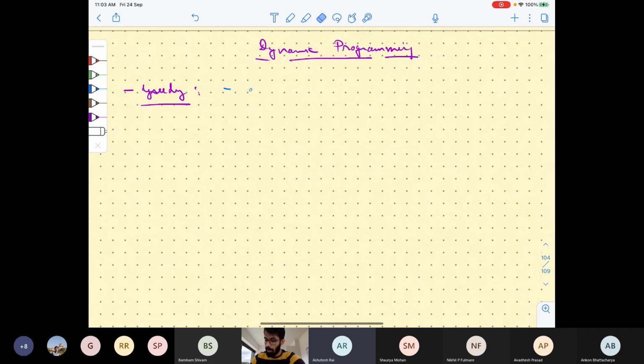So greedy was a more natural way of looking at the solution. But the problem was that it's not easy to prove that a greedy strategy is correct. And sometimes it might not even be true. So many problems cannot be solved using greedy. And we'll see an example.